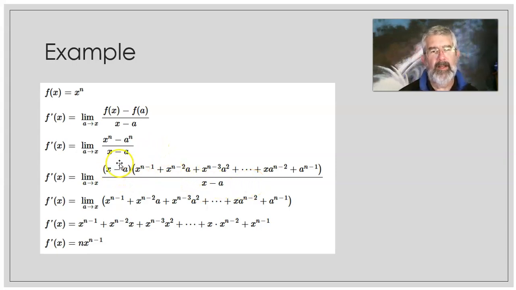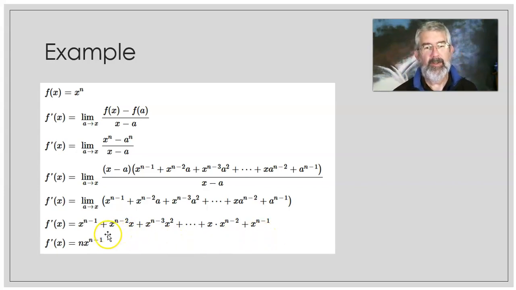And with it factored like that, you've got the x minus a's canceling out, leaving this. Now take the limit as a goes to x. So all those a's turn into x's, looking like this, which, notice, this is an x to the n minus 1, this is an x to the n minus 1, this is an x to the n minus 1, and so on. Every single one of those terms is x to the n minus 1.